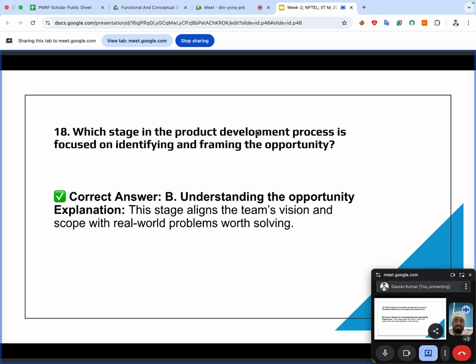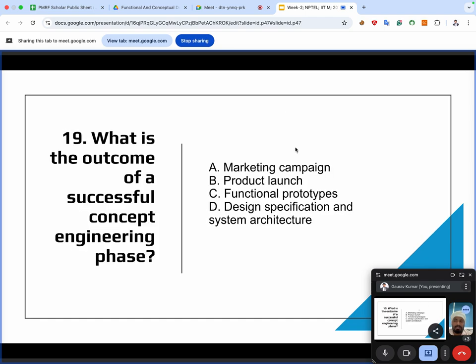So moving to the next question. Question number 19. What is the outcome of a successful concept engineering phase? Marketing campaign, product launch, and functional prototypes, or design specifications and system architecture? What is right? Okay, Om is saying option D. Naresh and Ramya ma'am.